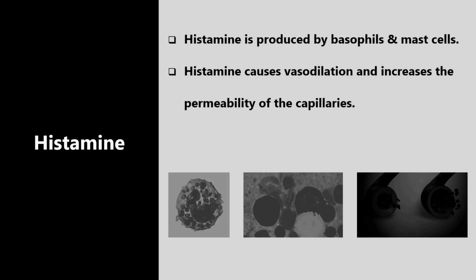Dear aspirants, betahistine is a histamine analog. It has the property of histamine. You might be knowing that histamine is produced by basophils and mast cells. Histamine causes vasodilation and increases the permeability of the capillaries. We should have a basic idea about histamine receptors to understand the mechanism of action of betahistine.